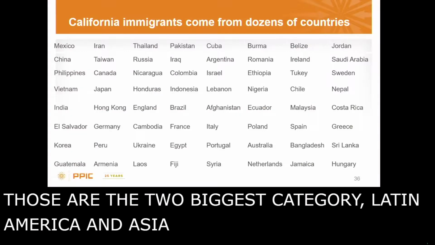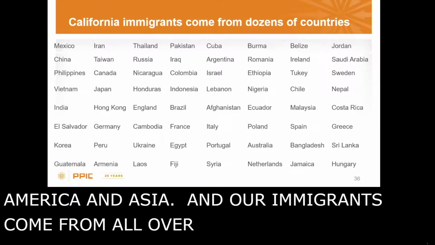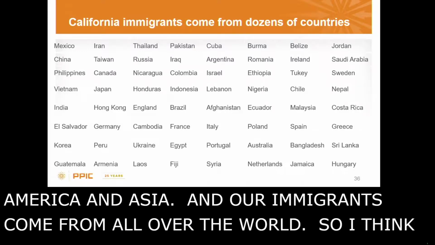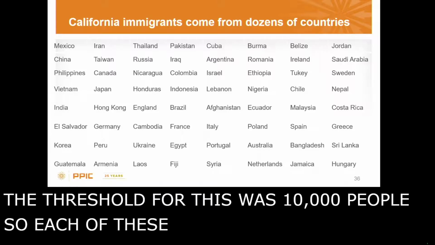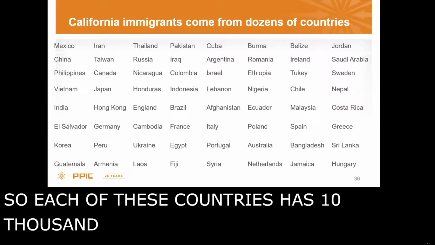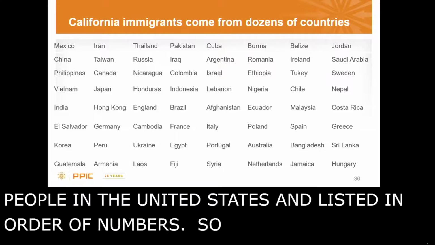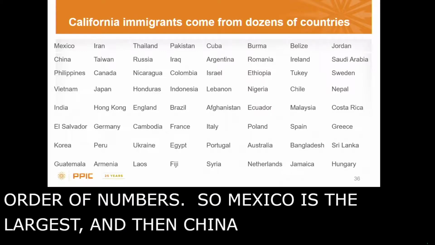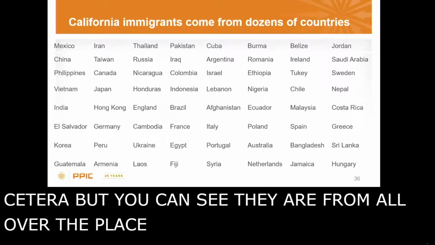And our immigrants come from all over the world. I think the threshold for this was 10,000 people. So each of these countries has at least 10,000 people in the United States, and it's listed in order of number. So Mexico is the largest source, then China, Philippines, etc. But you can see they're from all over the place. Just a really diverse state with a lot of different perspectives.